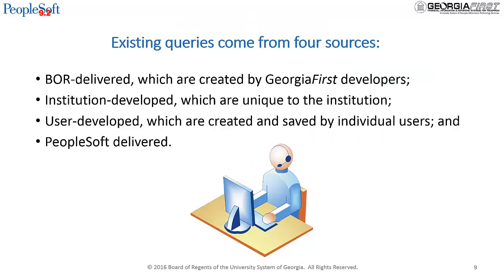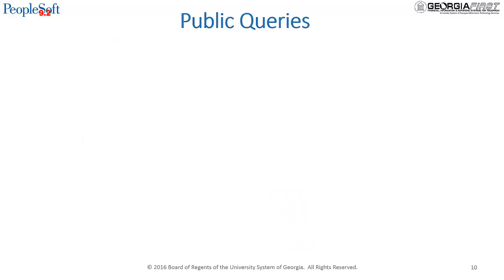Existing queries come from four sources: Board Delivered, which are created by Georgia First developers; Institution Developed, which are unique to individual institutions; User Developed, which are created and saved by individual users; and PeopleSoft Delivered. Queries that all users at an institution can access are called public queries.